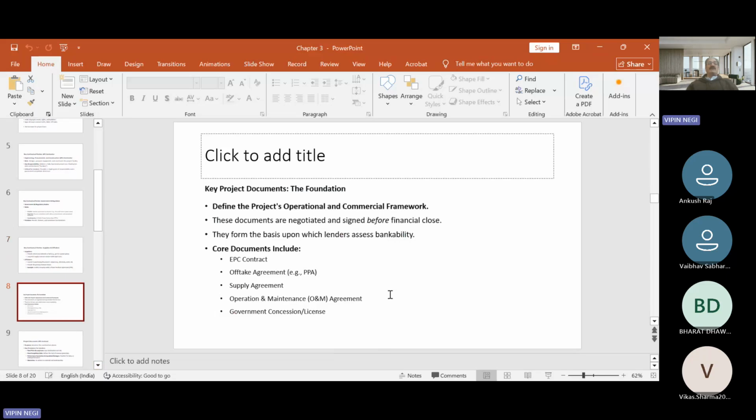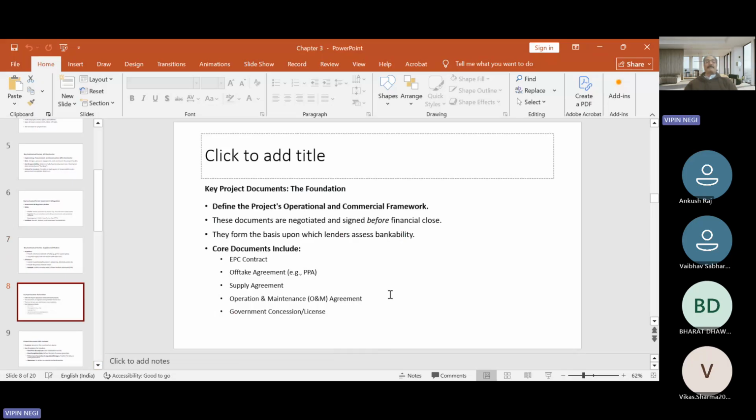So let's talk now about the key project documents in the case of infrastructure finance projects. The major project documents play a very critical role in establishing the contractual bundle for the project vehicle. These documents also work as comfort for the lenders. So what are those key documents?